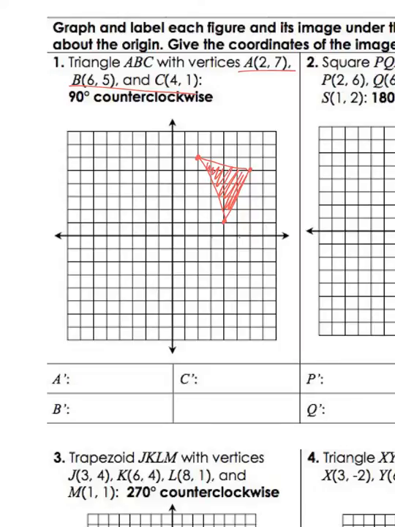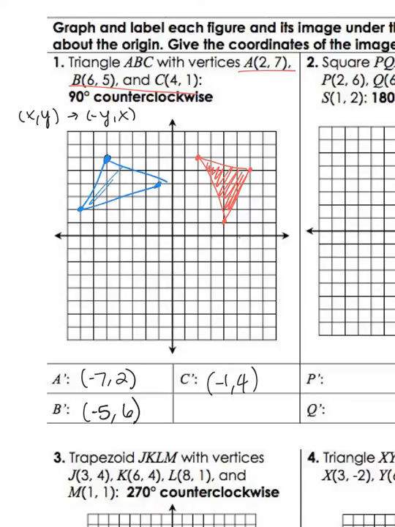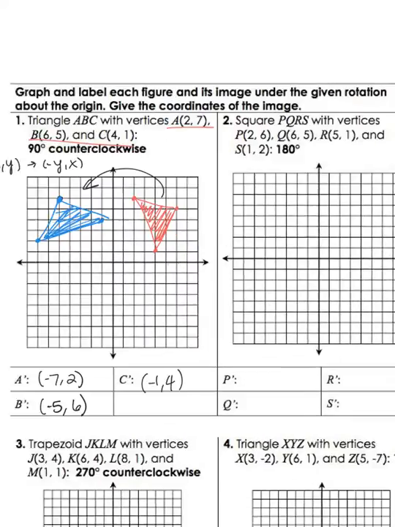So 90 degrees counterclockwise means I'm going to take my original x and y and switch them, but make y opposite. So for A, y becomes negative, x stays the same. So that's (-7, 2). It's going to be right here. And then for B, make y negative, put it in the x place, and x positive, so (-5, 6). I'm going to make that blue. And then the last one's (4, 1), so (-1, 4). There's a new figure. As you can see, it's just rotated from here to here. It just turned.